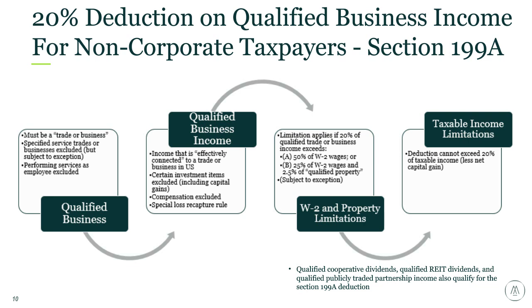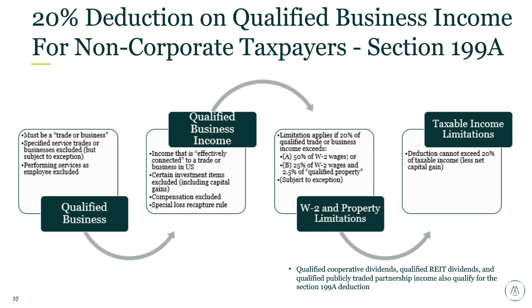And a qualified business, the first thing that it must be is a trade or business, which is kind of a term of art for tax purposes. And that just means something that needs to be regularly and continuously engaged in by the taxpayer to make some income. It's not a passive type of investment activity. It is a trade or business.